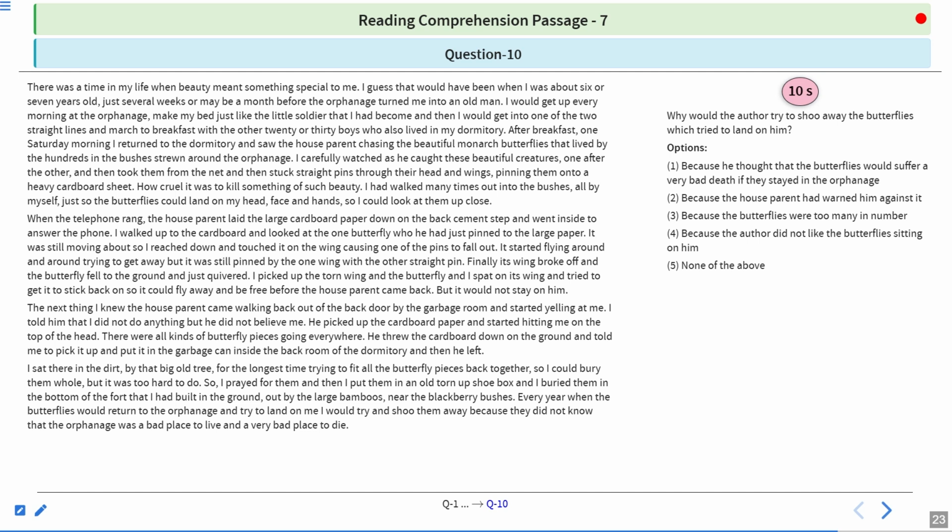The next question is why would the author try to shoo away the butterflies which tried to land on him? Options are because he thought that the butterflies would suffer a very bad death if they stayed in the orphanage, because the house parent had warned him against it, because the butterflies were too many in number, because the author did not like the butterflies sitting on him, and the fifth one is none of the above. You have 10 seconds to choose accordingly.